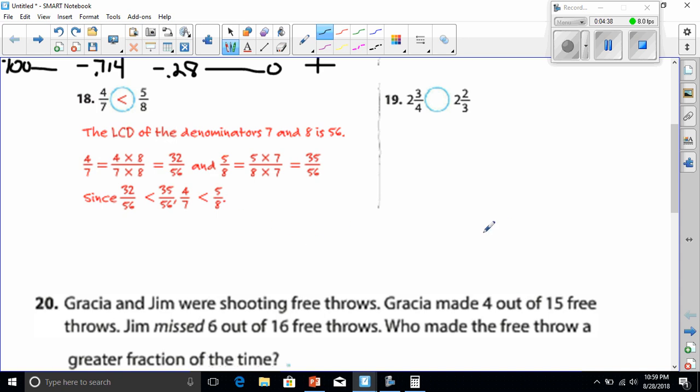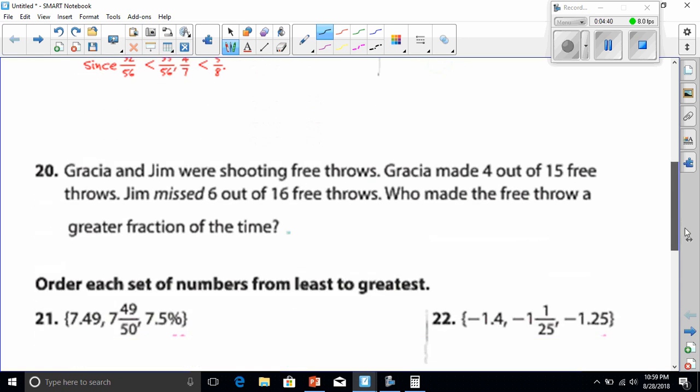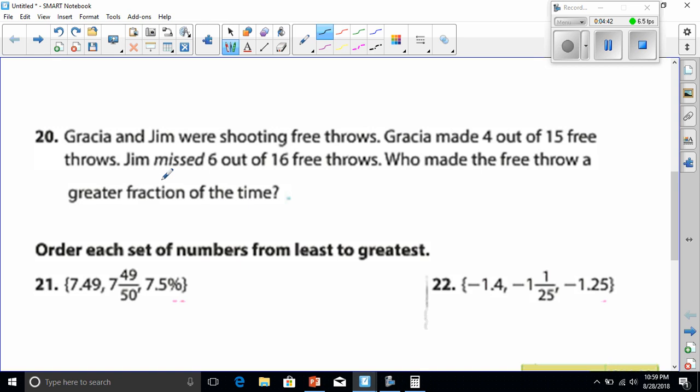All right, let's go on to number 20. Number 20 says, Gracia, looks like Gracia there, and Jim were shooting free throws. Gracia made 4 out of 15, 4 out of 15 free throws.